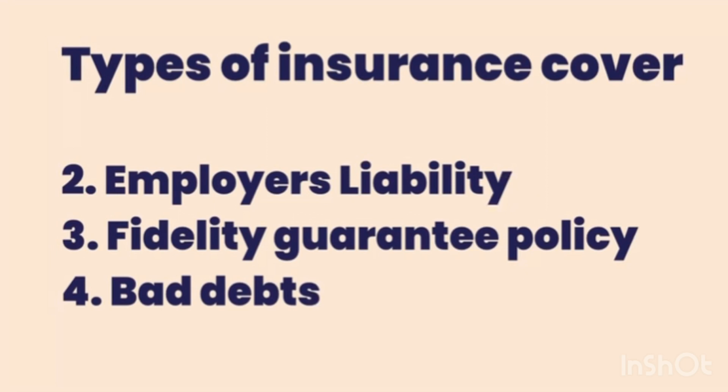The second type of insurance policy that we have, remember, those were just types of motor vehicle insurance, is the employer's liability. So here the employer insures the what? The workers or the employees. Should they get injured or sick or die while on duty, this is done by the what? By the employer. Then we also have fidelity guarantee policy. This one is taken by employers for the employees who handle finances.